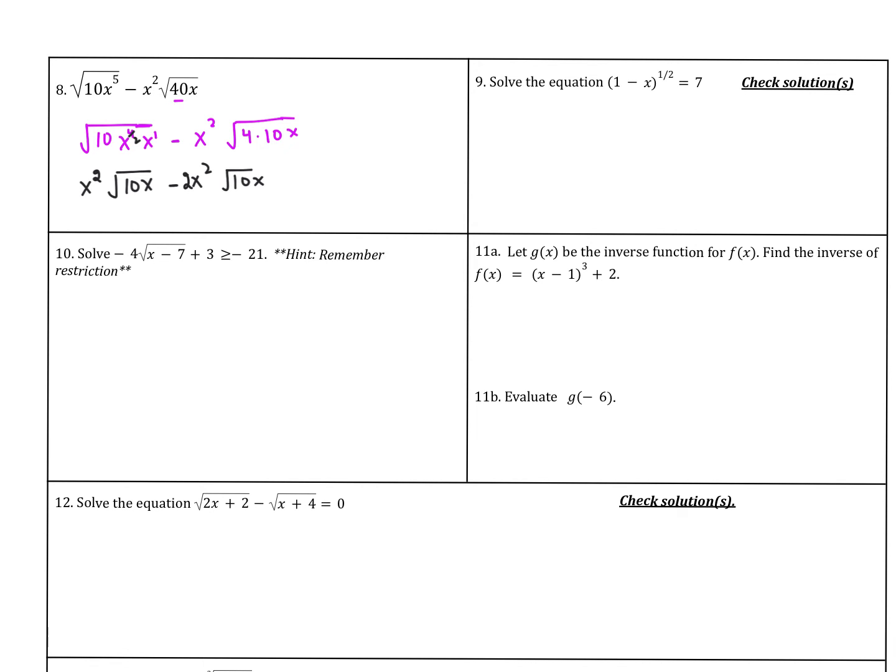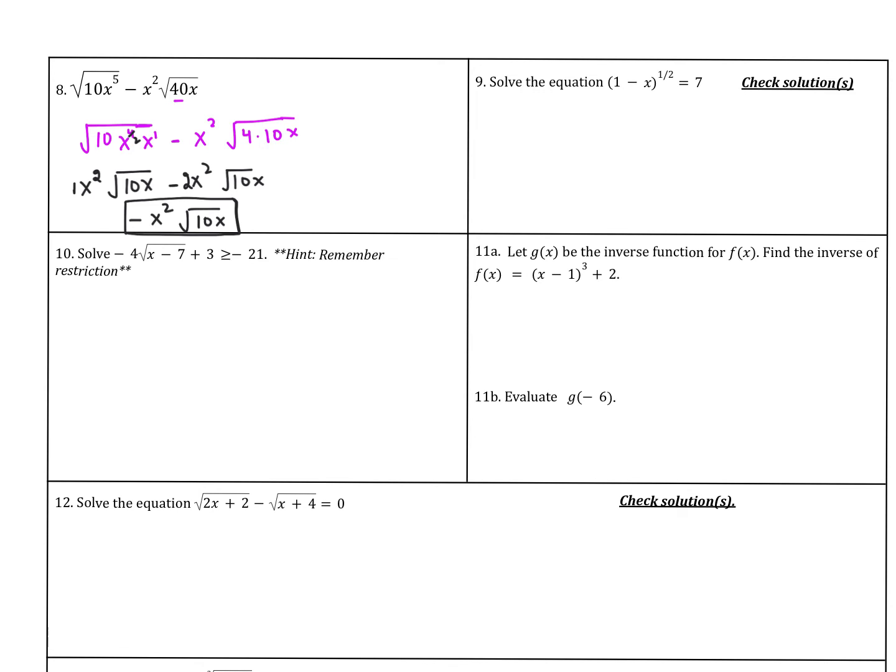Now if you notice, these are two like terms. The terms outside are the same, and the radicand, which is inside the square root, is also the same. Inside the radical, 10x is the same. Now we can subtract, which means that 1x squared minus 2x squared would be negative x squared square root 10x.